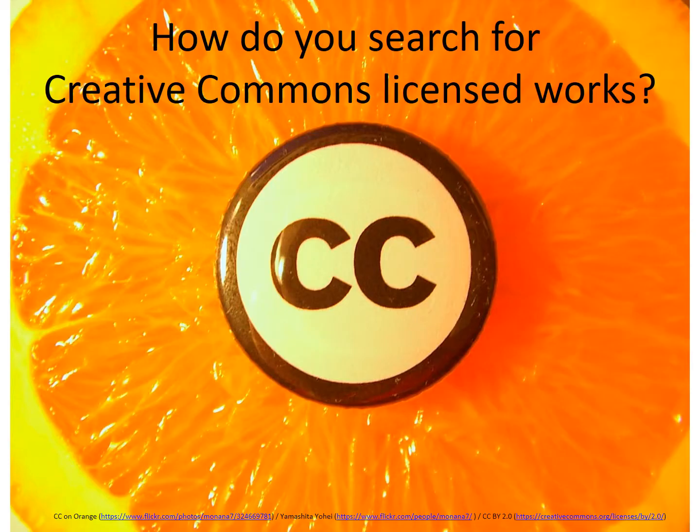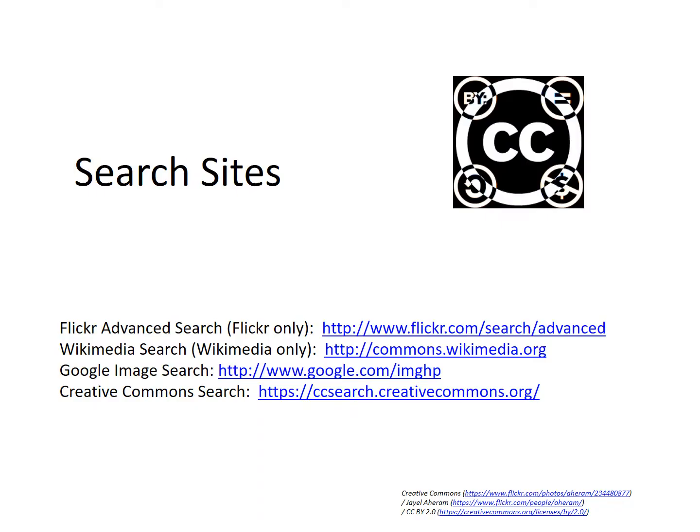So, how do you search for works licensed under Creative Commons? While there are a number of sources for copyright-friendly images, in this presentation, 4 will be discussed: Flickr Advanced Search, Wikimedia Search, Google Image Search, and Creative Commons Search.